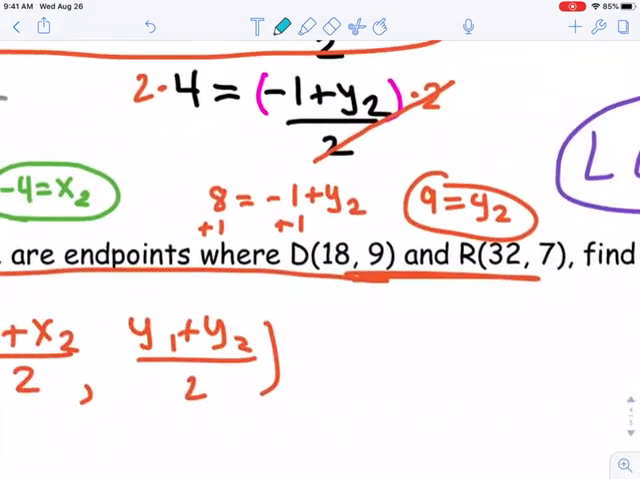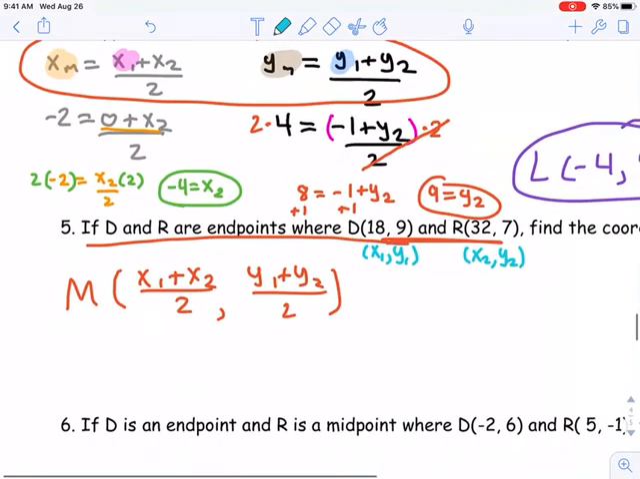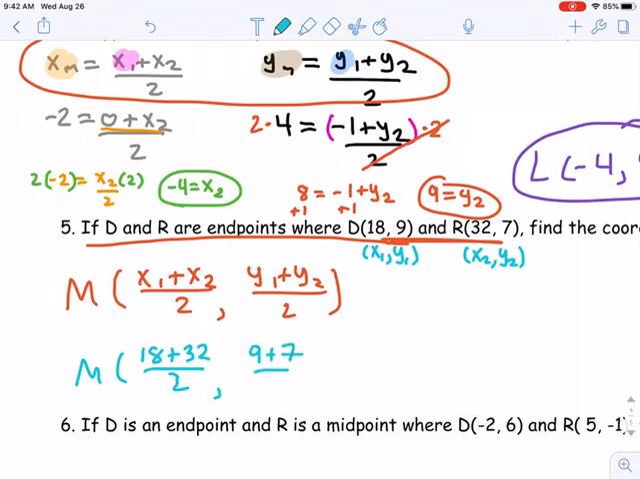So again, it's good to be tedious. Let's be very detailed. I'm going to label that as x sub 1, y sub 1, x sub 2, y sub 2, and then just plug in everything. 18 plus 32 divided by 2, and then 9 plus 7 divided by 2. So you're going to get 18 plus 32 is 50 divided by 2, and 9 plus 7 is 16 divided by 2. So the midpoint would be located at 25, 8.